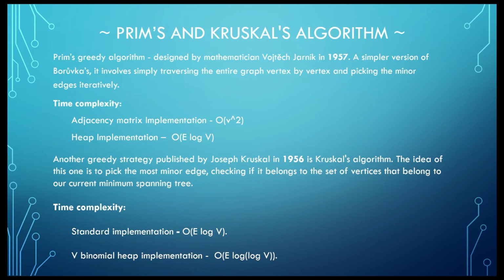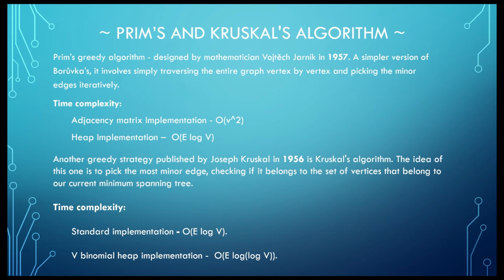Prim's and Kruskal's algorithms, we have seen them in class, but we'll go over them again. Prim's greedy algorithm was designed by the mathematician Vojtech Jarnik in 1957. A simpler version of Boruvka's, it involves simply traversing the entire graph vertex by vertex and picking the minimum edges iteratively. Time complexity in an adjacency matrix is O(V squared). The heap implementation is O(E log V).